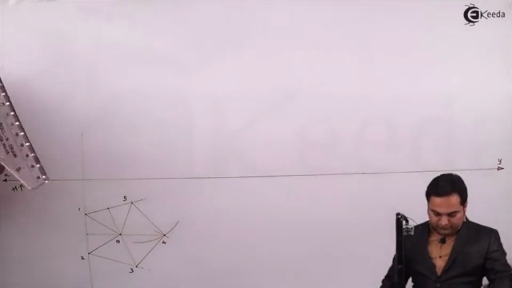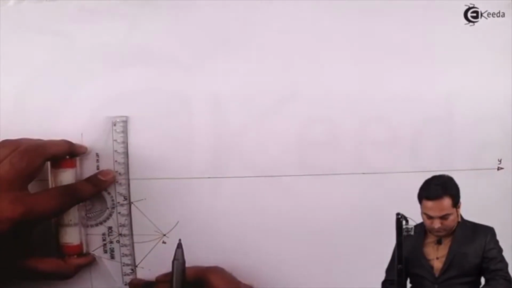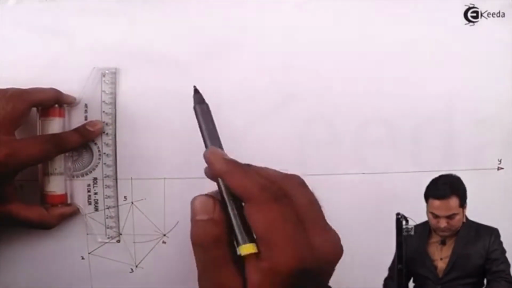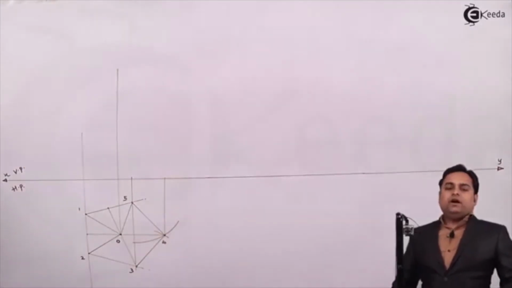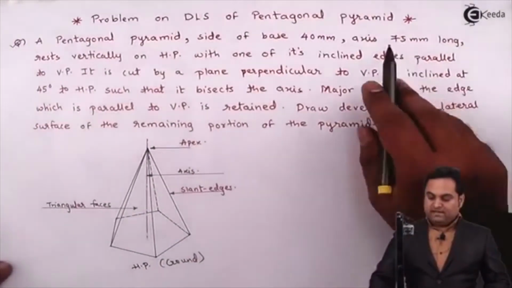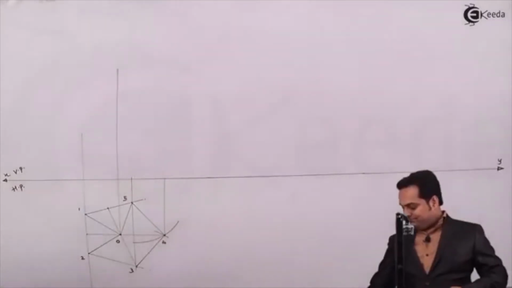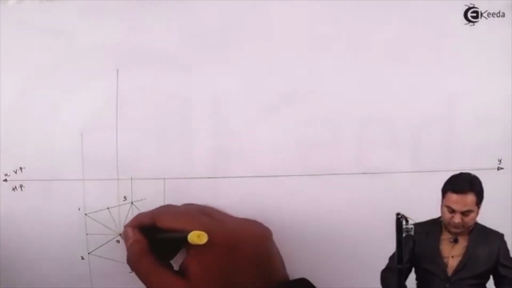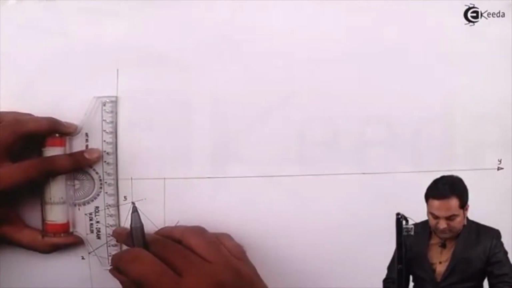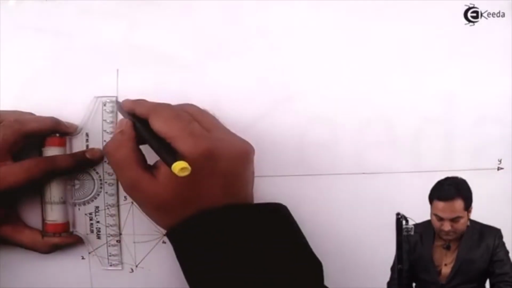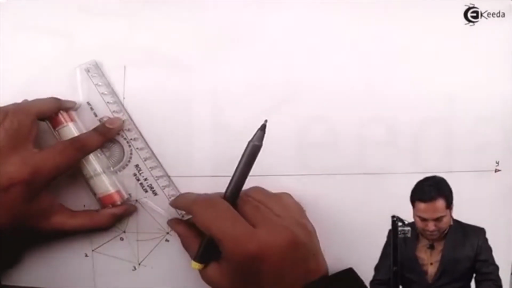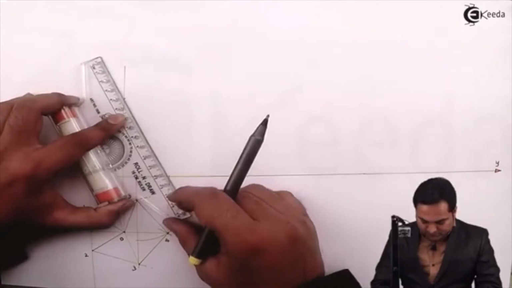Projecting the points for the front view. And here the height of the pyramid is given as 75 mm, axis 75 mm long. So this point O represents the axis in the front view having 75 mm height. So now here I'll join the points to get the slant edges of the pyramid.